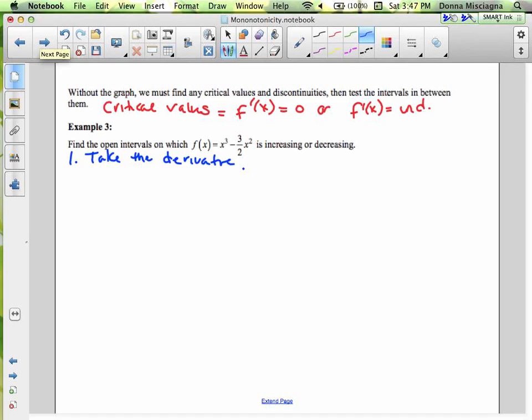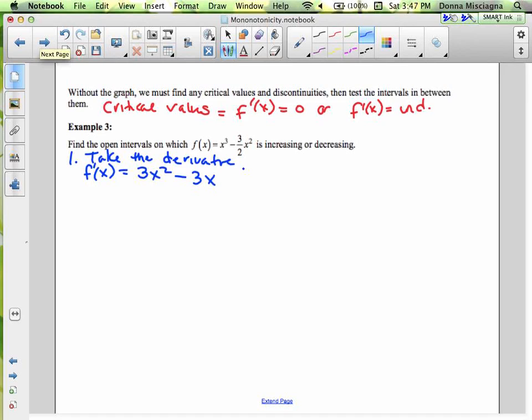So you're going to take the derivative. So the derivative of f of x, where's my prime? There we go, is equal to, so the derivative of x cubed is 3x squared. Derivative of, I'll have a negative there, 3 halves x squared. I'm going to be multiplying by 2, right? So I'm going to have 3 halves times 2. So that's just going to be negative 3 because the 2's will cancel. And then we'll have x to the first power, because we reduce that exponent by 1. All right, so that's our derivative.